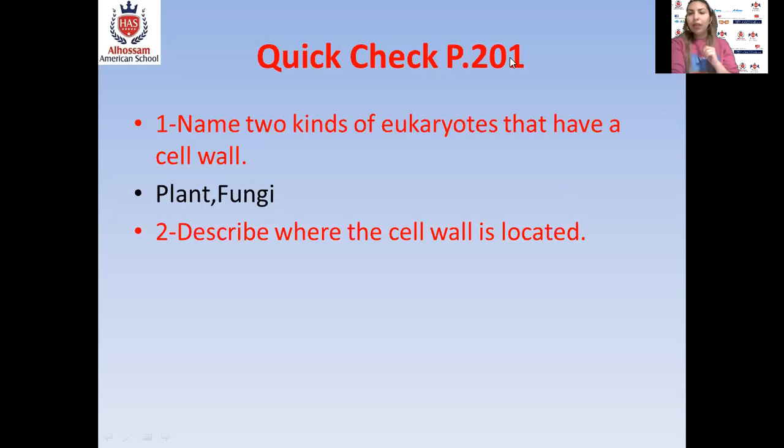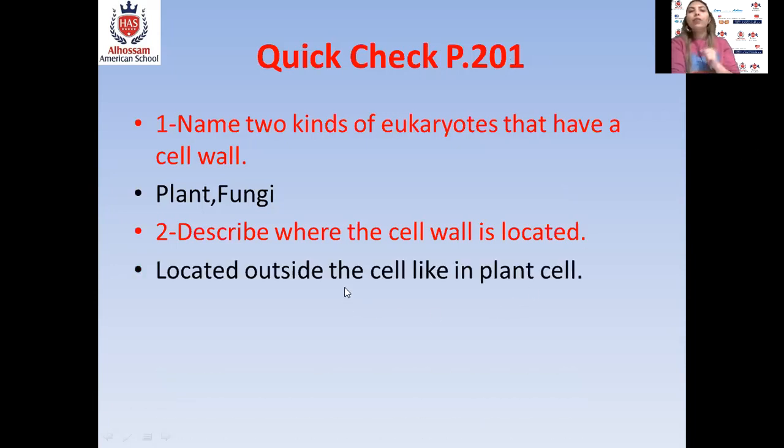Okay, Ahmed Abdel Halim. Yes, Ahmed. The cell wall surrounds the cell membrane. It surrounds the cell membrane, so it's the outer cover, the cover which covers the cell from outside. Thank you so much. So let's complete. It is located outside the cell, like in a plant cell. Okay, you can write the answer now, page 201, number 2.